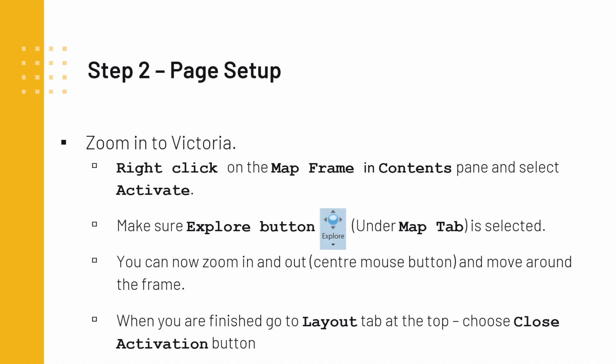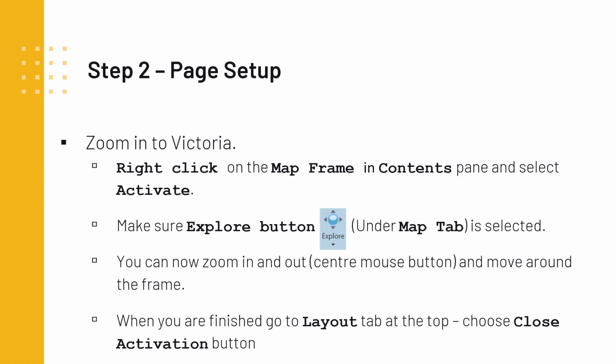Now we want to zoom in on Victoria. So you want to right-click on Map Frame in the Contents panel on the left side. In the pop-up, you're going to choose the Activate option. Then go to the top under the Map tab and click on the Explore button. This is going to allow you access to move around your map.